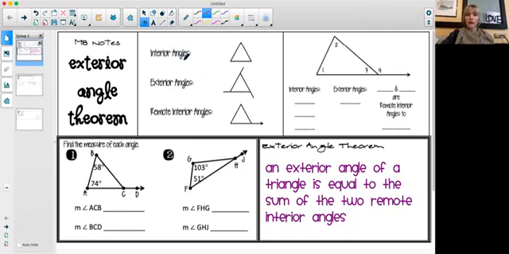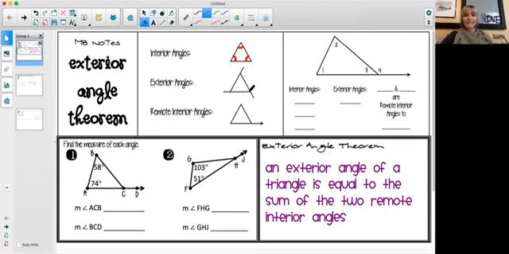So the interior angles, so far, that's what we've been working with. The triangle angle sum theorem states that the three interior angles of a triangle add up to 180 degrees. So that shows the interior angles right there. A triangle has three interior angles. They are on the inside of the triangle, in between the sides of the triangle. The sides of the triangle create them, the interior angles.